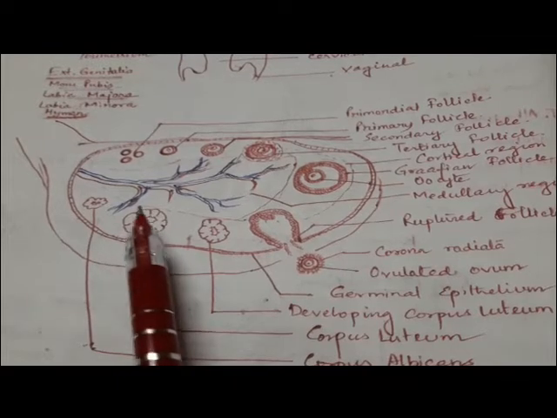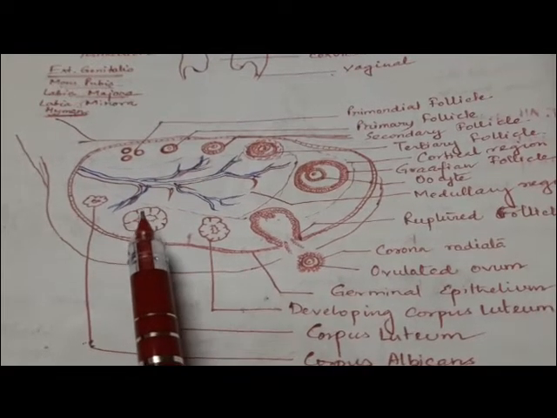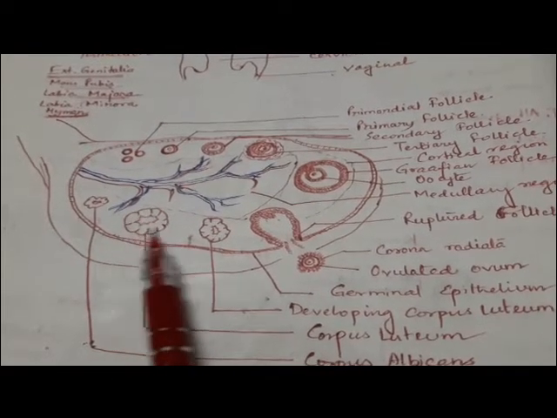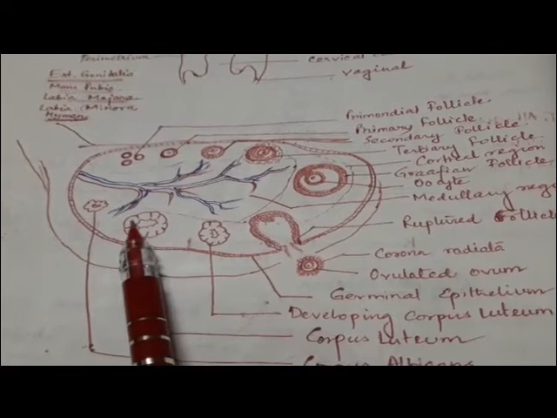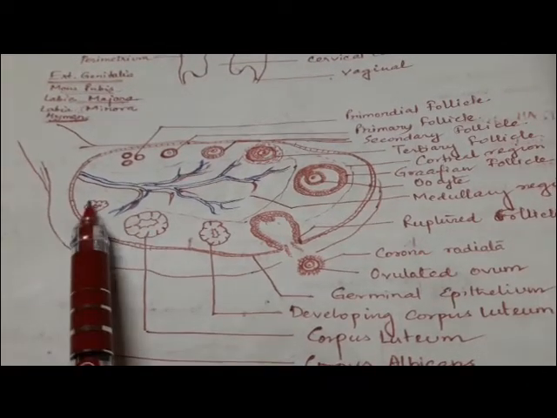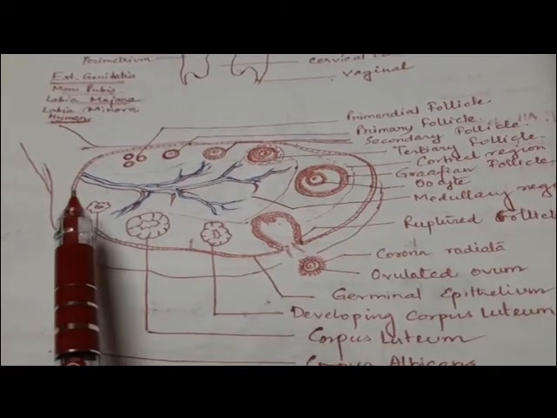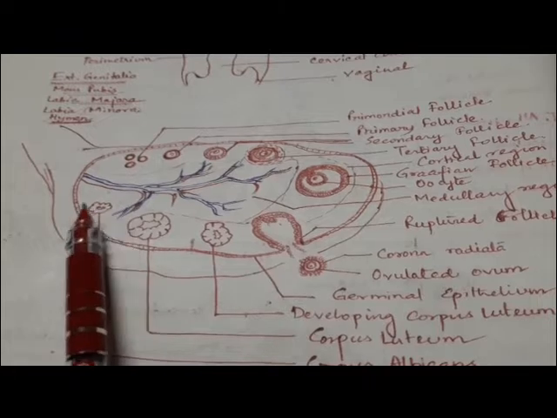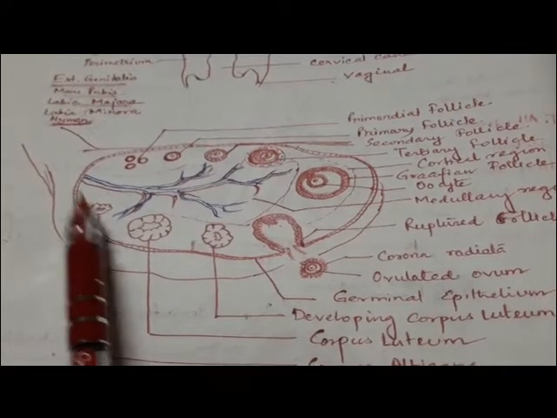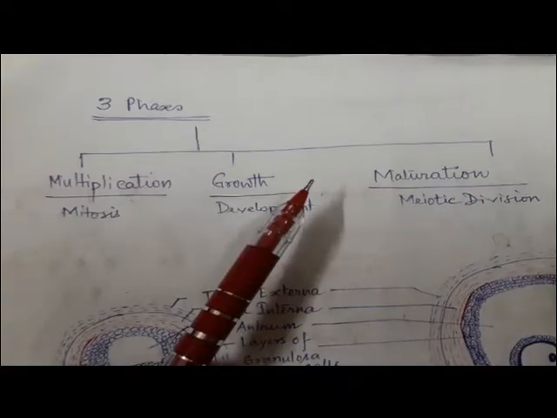Now this corpus luteum gets degenerated. Actually, before it degenerates, it loses color. The corpus luteum loses color and forms the corpus albicans. This structure finally gets degenerated.